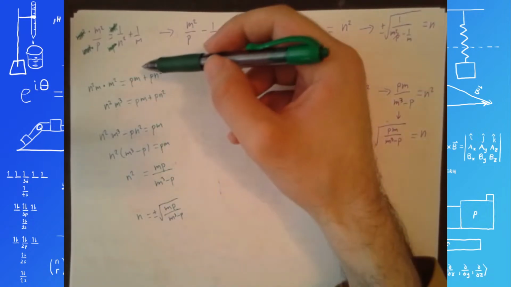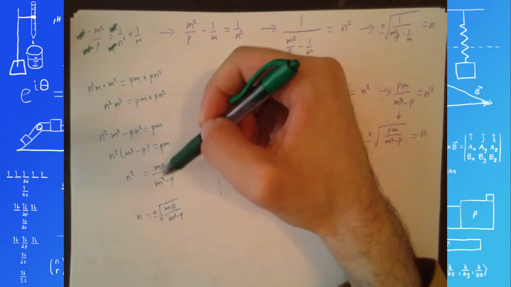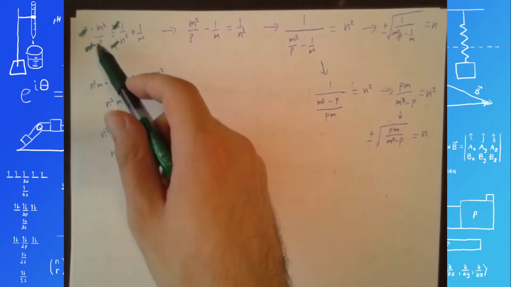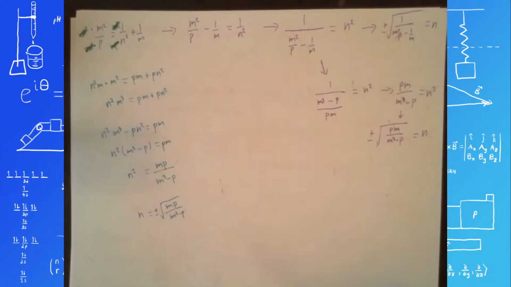So how many steps is that? 1, 2, 3, 4, 5, 6. A little bit longer. Not as long as the very first method we tried, but a little bit longer than this more efficient route that we took. But a lot less headache-inducing, as long as you're very, very careful with that first step of multiplying everything by p n squared m.